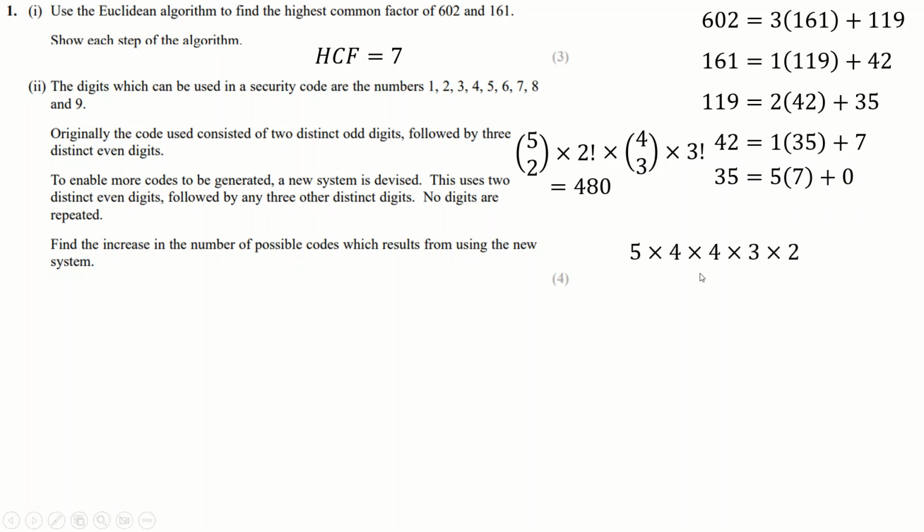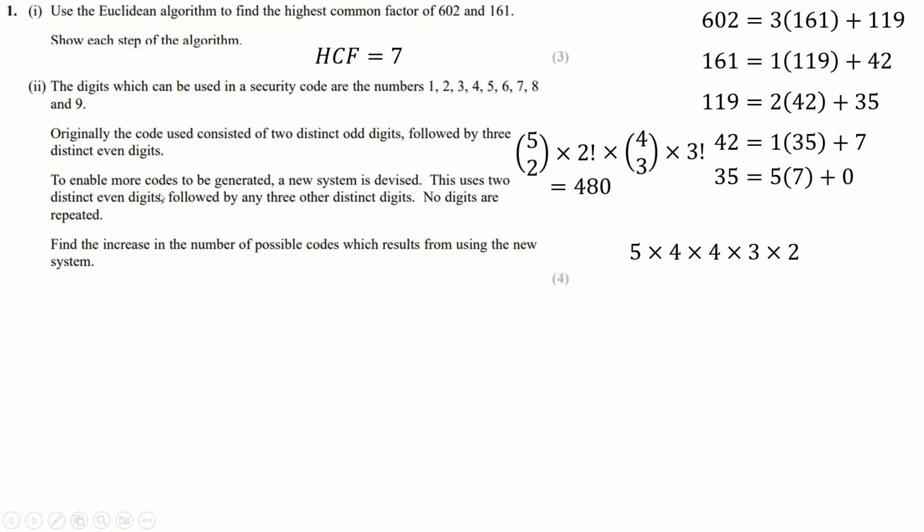The other way you could have done that is this. You can say there are 5 choices for the first digit because it must be odd and there are 5 odds. There are 4 choices for the second digit because you've already used one of the odds. There are 4 choices for the third digit because it must be even, remember, and you've got 4 evens, then you've got 3 evens left, then 2 evens left, and that also gives you 480.